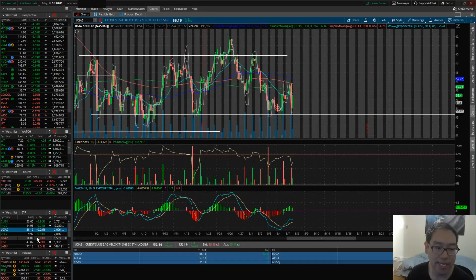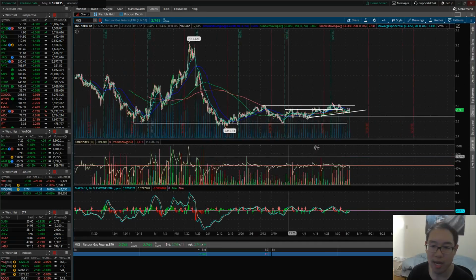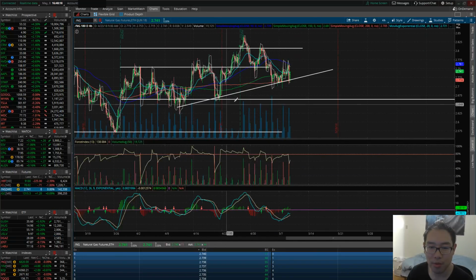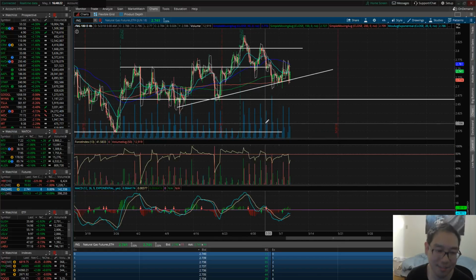Okay, I think we talked about DGAZ yesterday as well. You can see that it's been making lower highs. So I kind of changed my outlook for DGAZ. Why did I change my outlook? It's just because natural gas has been following this trend, right? Where we're making higher lows. That's a pretty good sign for natural gas.